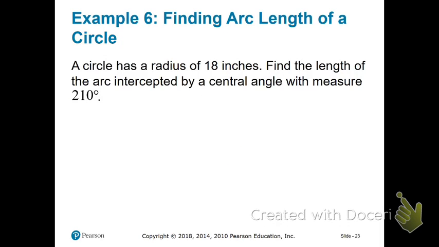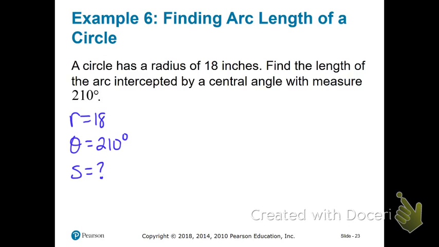All right, so on example 6, it says a circle has a radius of 18 inches. Find the length of the arc intercepted by the central angle whose measure is 210 degrees. So, what do we know? Well, we know our radius is 18, and we know our angle is 210 degrees. And we're after the arc length because it wants to know the length of the arc.